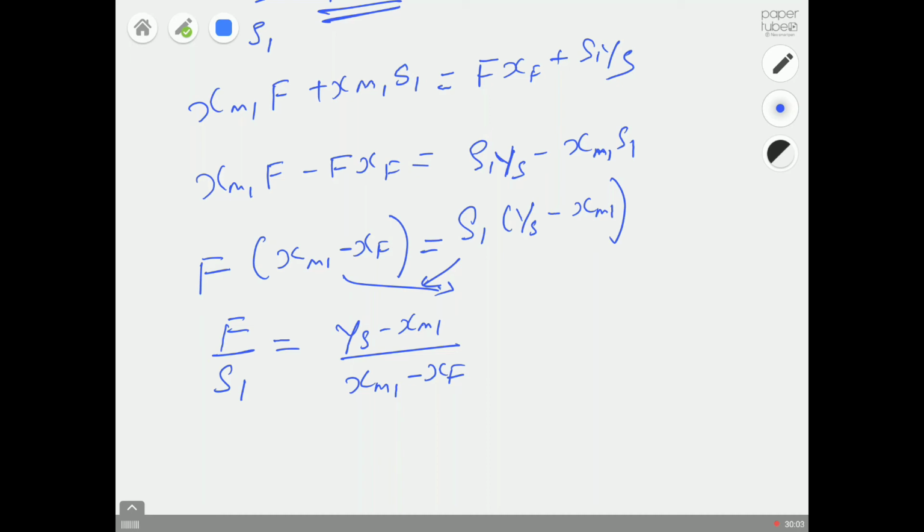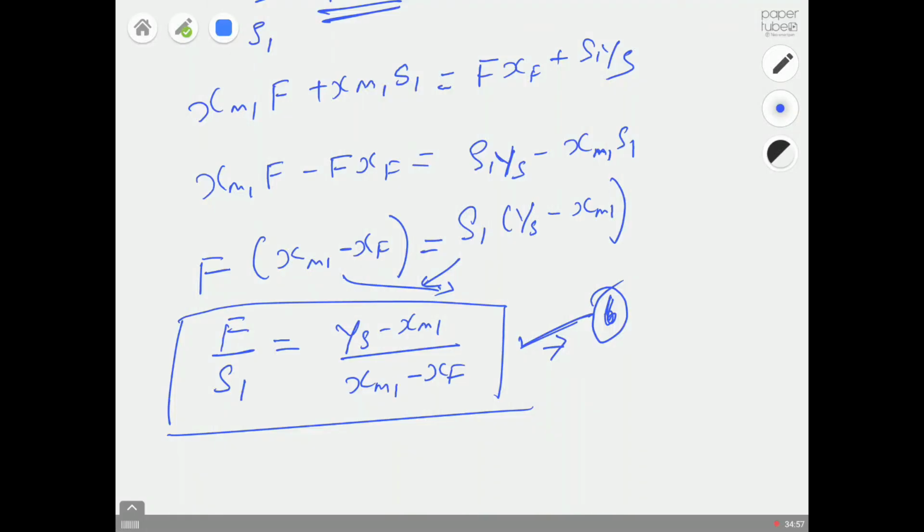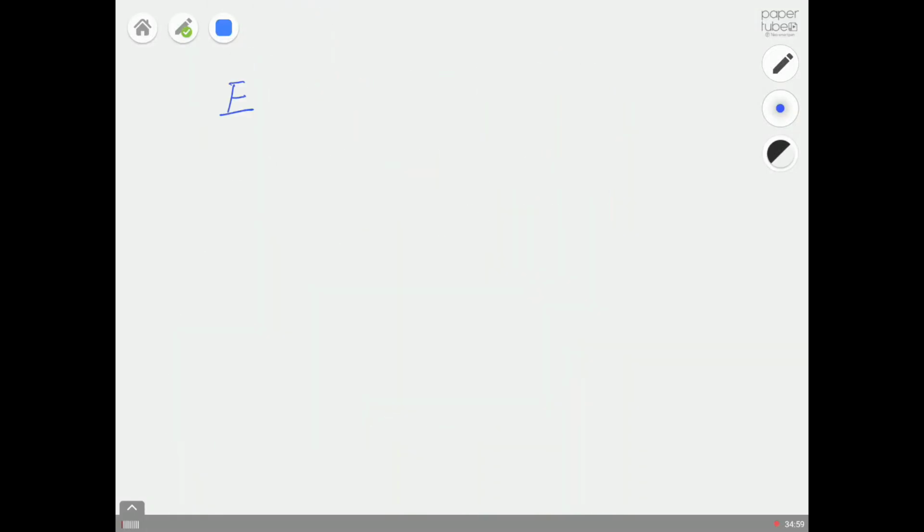I hope I did the equation correct. I think... no, I think I did some mistake. So we already calculated feed by solvent ratio.